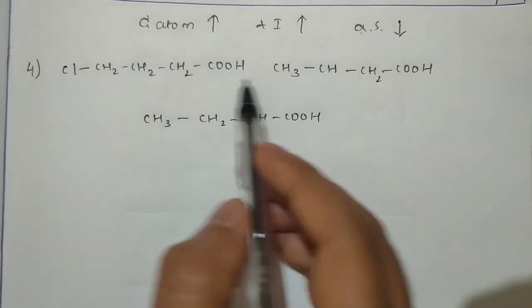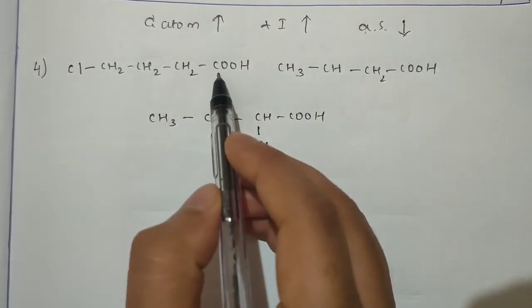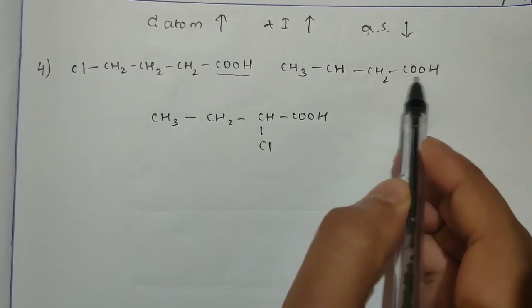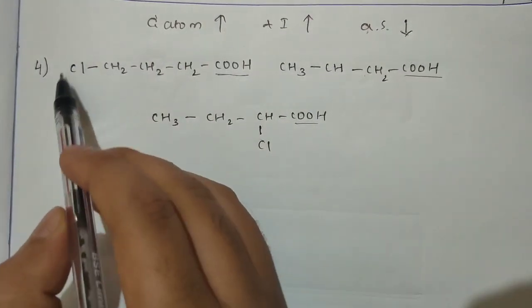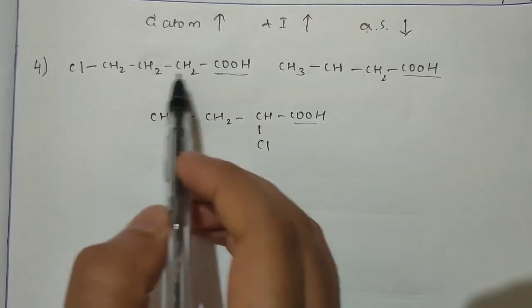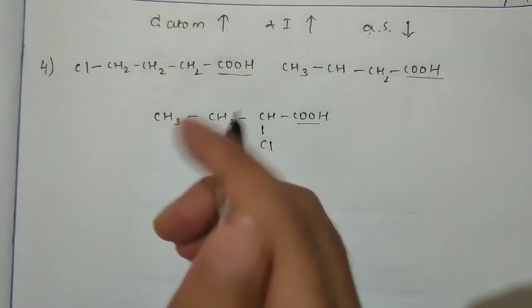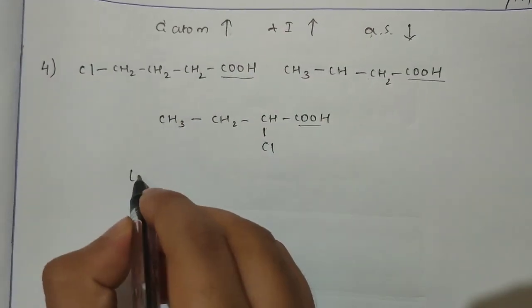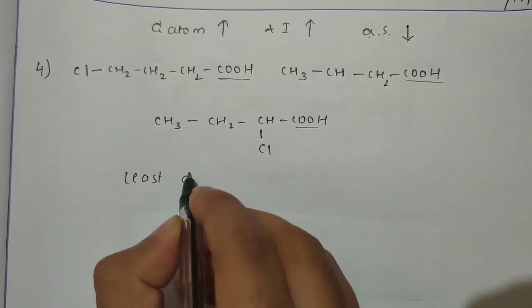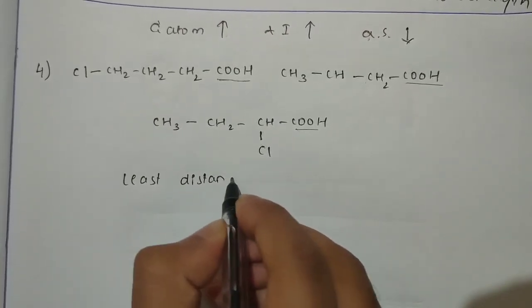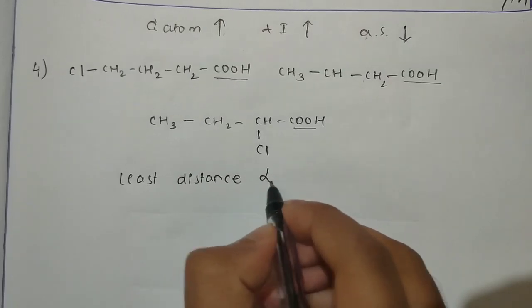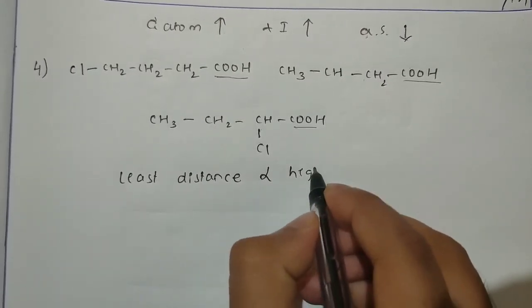You see, the difference between these examples is the position of the chlorine atom, since the carboxylic acid functional group is the same, and I am going to take the longest chain here. Based on this concept, there is one more trick. Let me write here: the least distance is directly proportional to higher acidic strength.